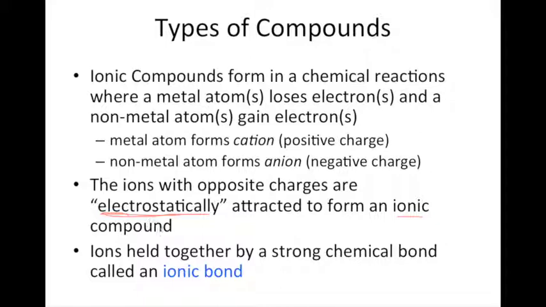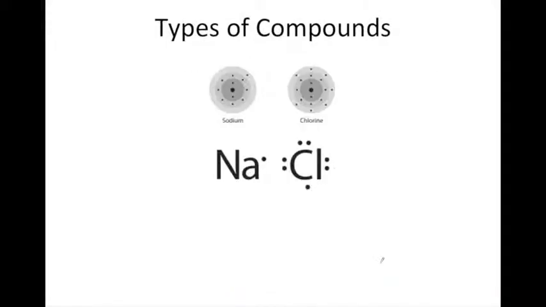The ions in our ionic compound are held together by this electrostatic attraction, which is what we call an ionic bond. So the positive and the negative charges attract each other to form a strong chemical bond called an ionic bond. So just a quick example.